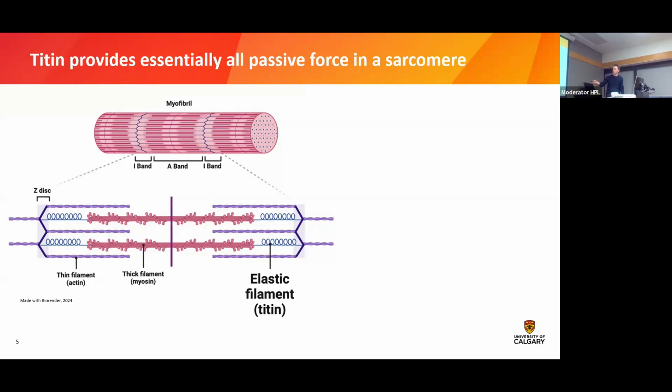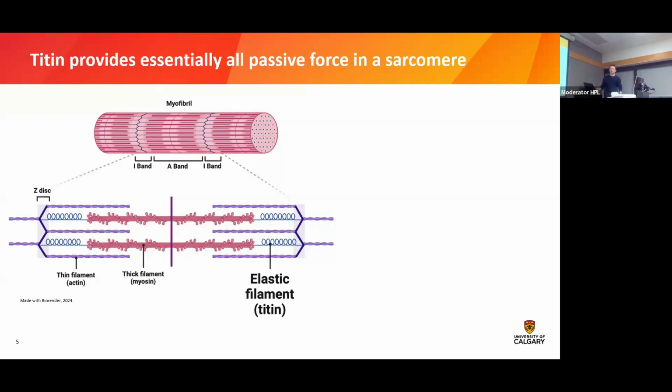But this region is called I-band Titin. And that is the extensible region of Titin. So when I talk about Titin stretching, I'm talking about this region of Titin stretching. And this stores and dissipates energy when your muscles are stretched passively. So we think that within a myofibril and within a sarcomere, Titin provides essentially all of the passive force.